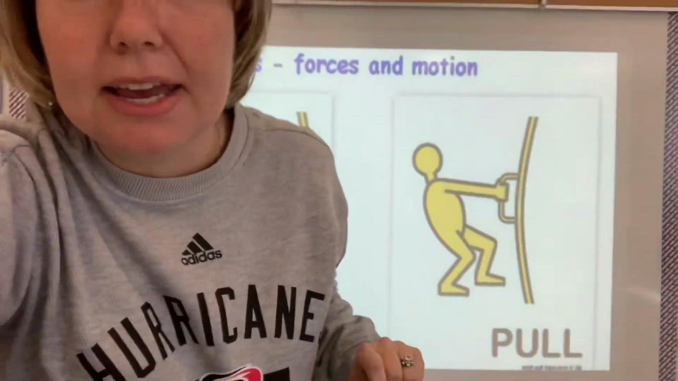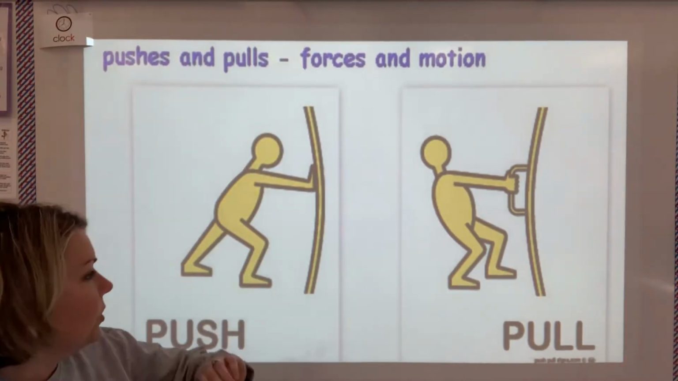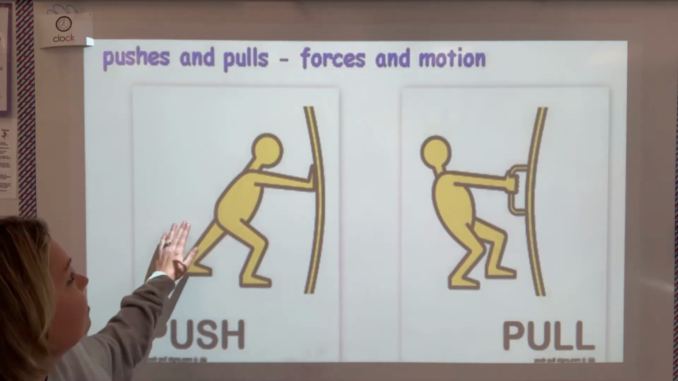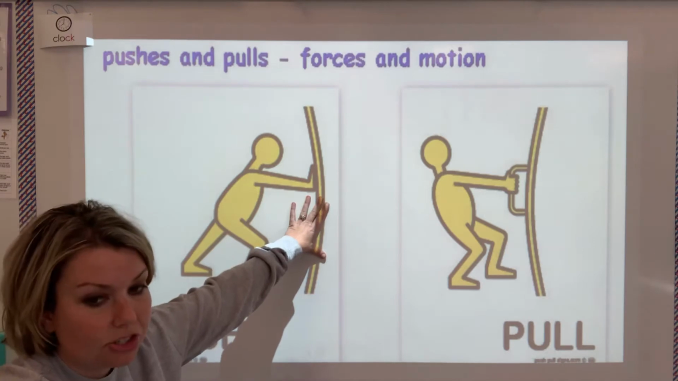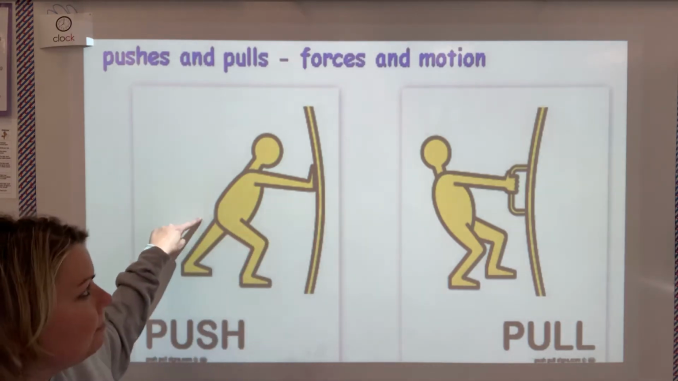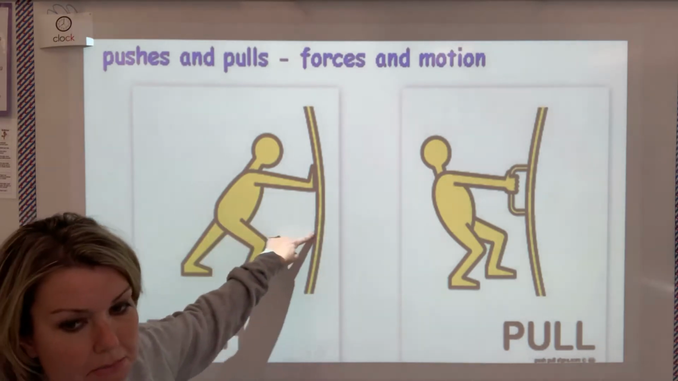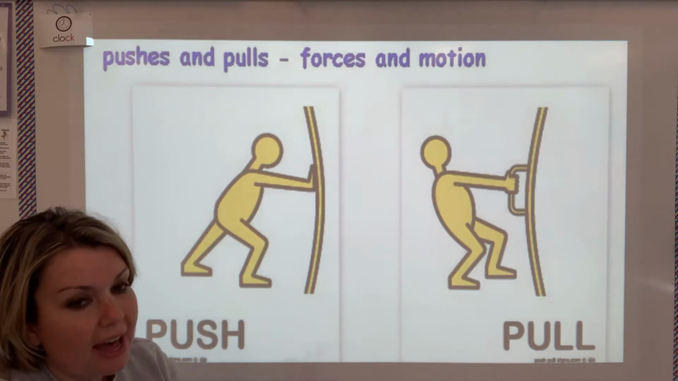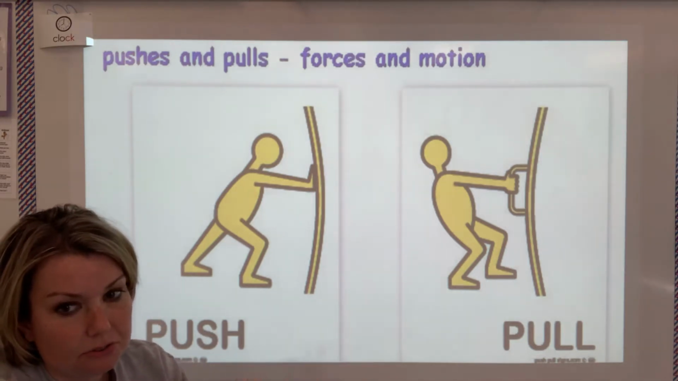Forces in motion. Force and motion. So, a force is something you do. You can push, that's your force. What happened when he pushes this board? It moves. That's your motion. So you have to apply a force to get something to move.